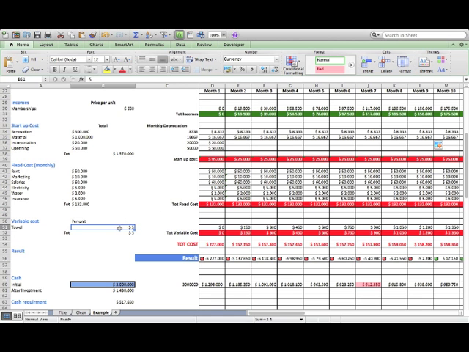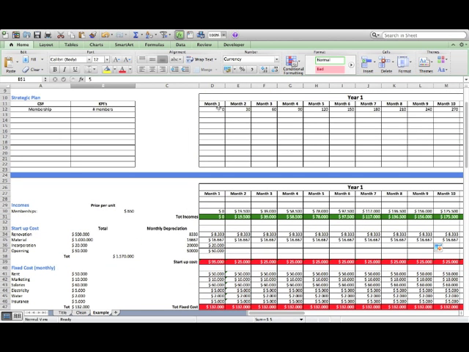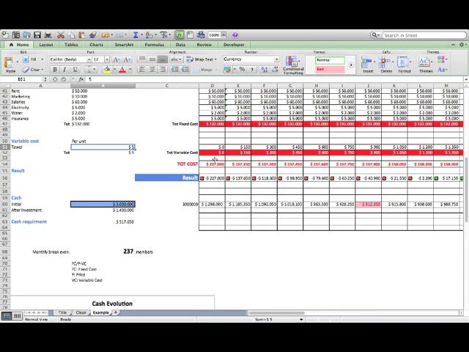So what we do, we take $5 times, in month 1, 0, month 2, 30, month 3, 60. So you can see here 0 times 5 is 0, 5 times 30 is 150, and 5 times 60 is 300, and so forth. So we have a total variable cost here, which is the sum of all the variable costs. As we have only one, it's basically the sum of itself. But I still put the formula because if you have many variable costs, it will be useful for you.